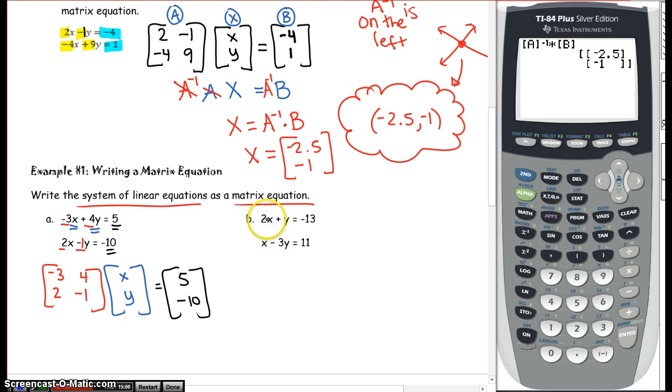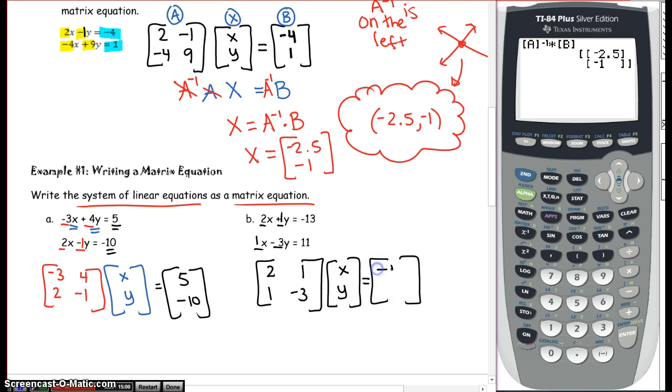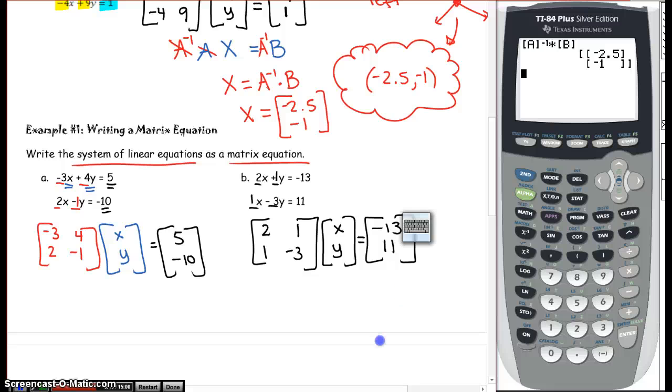Now, I do want you to be careful though. I always check, make sure X's line up, Y's line up, equal signs line up, and then the numbers line up. So if I look at this one, I have a 2, then a 1, then another 1, and a -3. Now remember that if there's no coefficient number in the front, it is assumed to be 1. X comes first, Y comes second for the variables, and then on the other side we have -13 and 11. So that's how you would write them as a matrix equation. They don't want us to solve, so we'll stop right there.